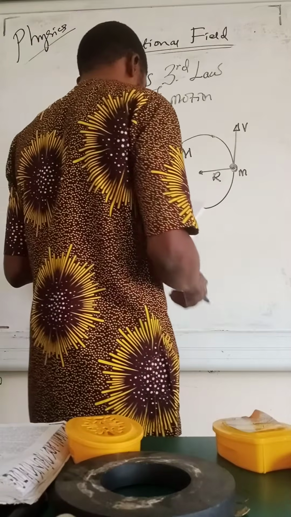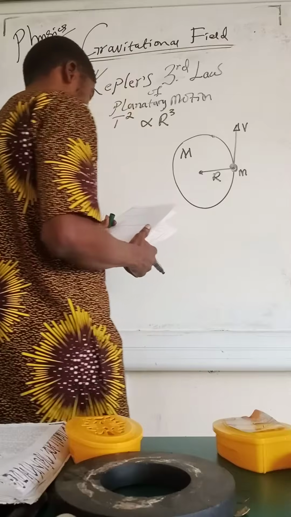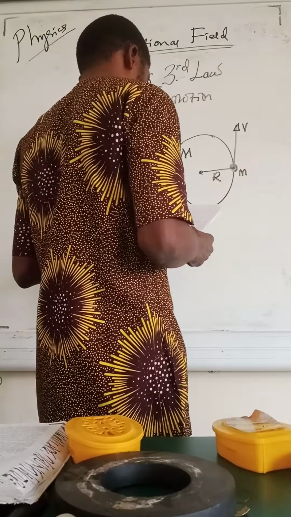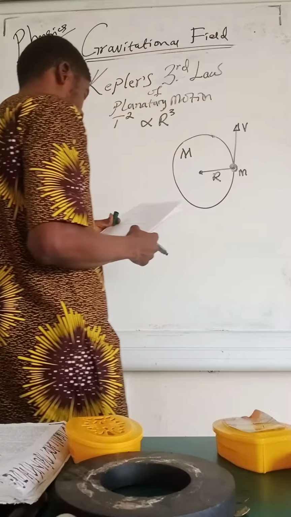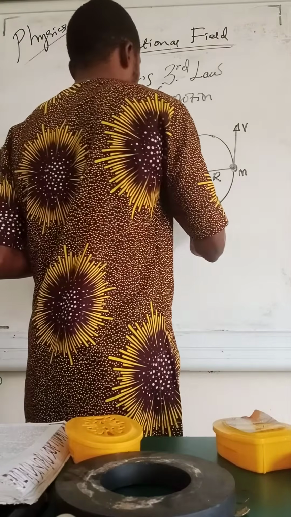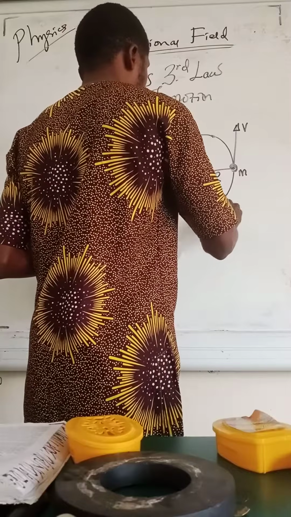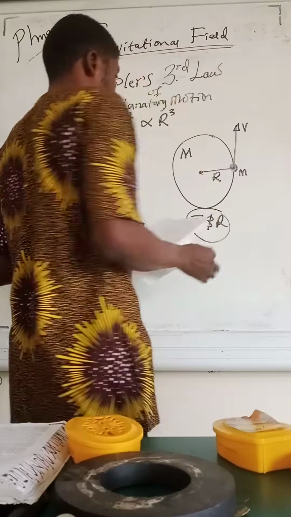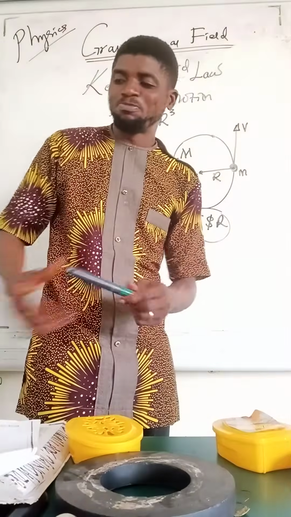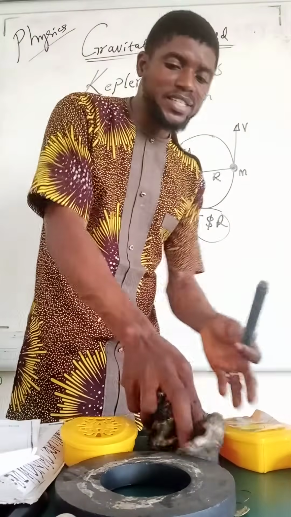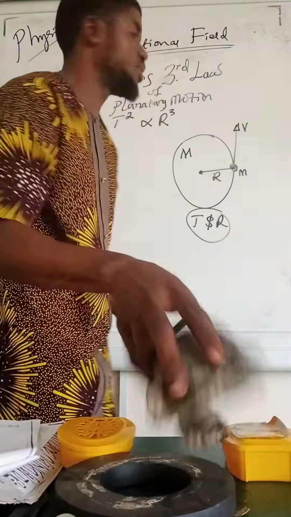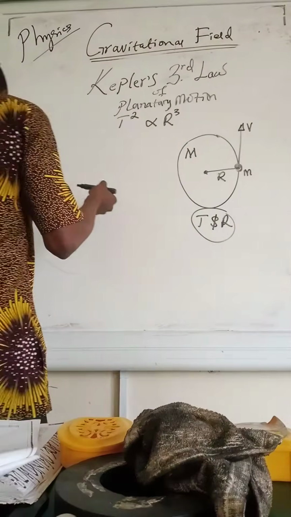Derive the relationship between the period T of the orbit and R. WAEC were simply asking their candidates to derive Kepler's third law, and it was hidden in this question. Solution. So let's start.